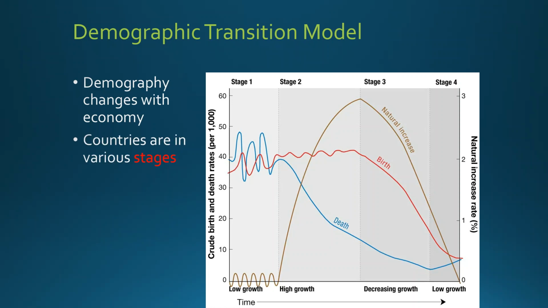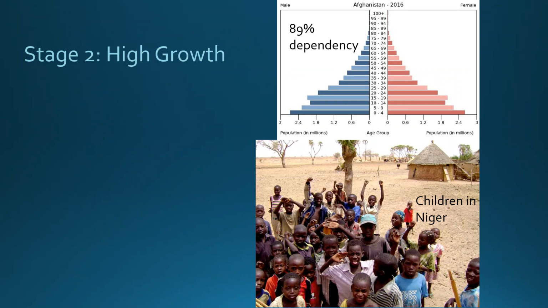Countries are in various stages of this model. No countries are currently in stage 1. Stage 1 is where you have low growth, basically because you have very high death rates, very high birth rates. You're suffering from things like famine and disease at really high rates. So despite the fact that you're having lots of children, there is no population growth.